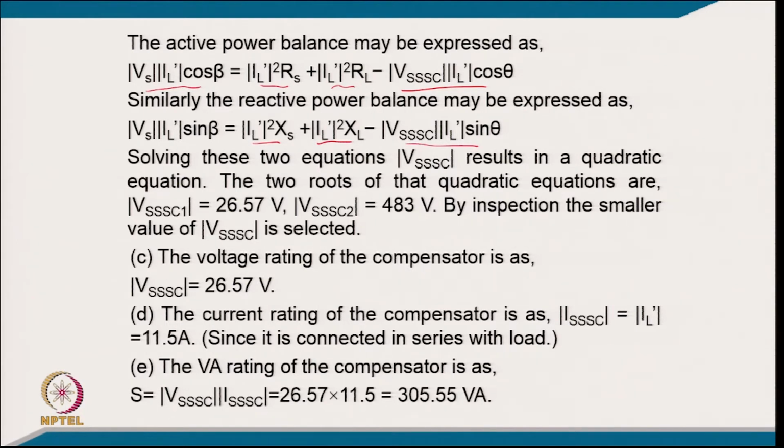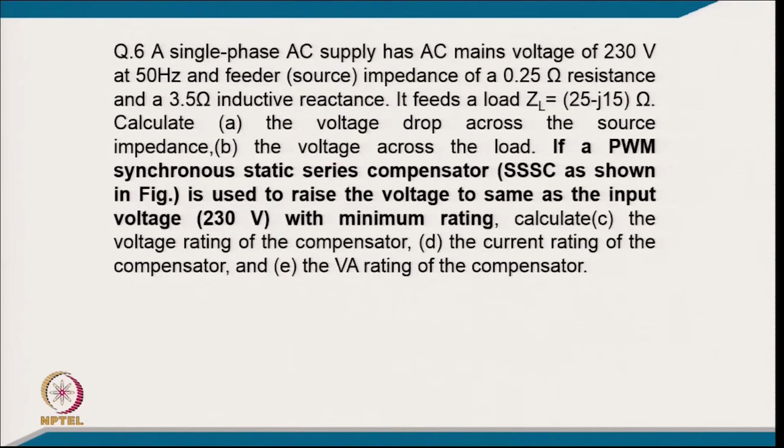Solving these equations, we get a quadratic equation in VSC. There are two roots for this. The minimum value is 26.57, and the other value comes 483, which is not a practical value. So, by inspection the smaller value is selected, and the voltage rating of the compensator is 26.57, and the current rating of the compensator is the same as the load current, 11.5 ampere. The VA rating is the injected voltage multiplied by the current, and that comes 305.55 volt ampere.